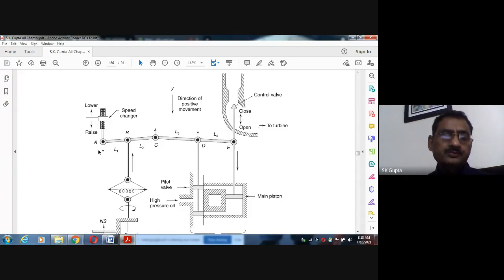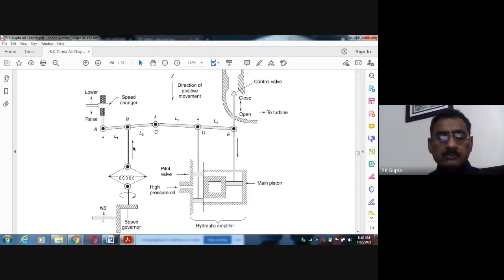So there are two controls. One is from the speed changer setting, another control is from here by the speed governor. I think this diagram must have cleared to all of you, because if it is not clear, you cannot understand the theory which is going to be developed here.